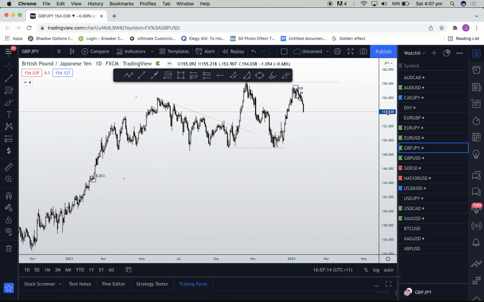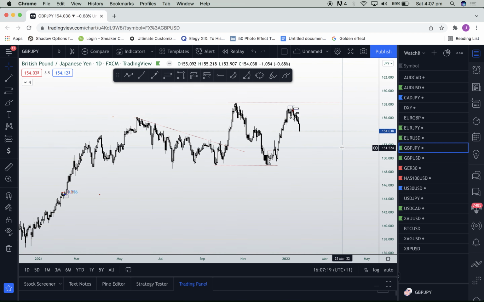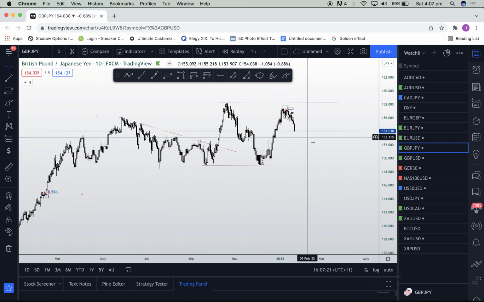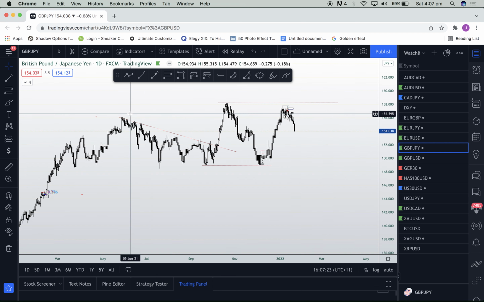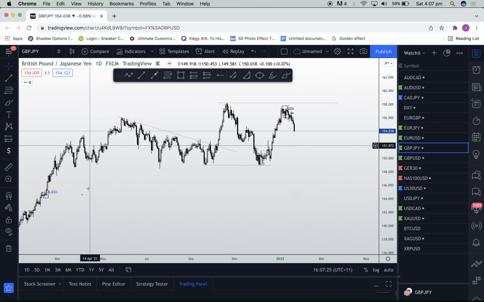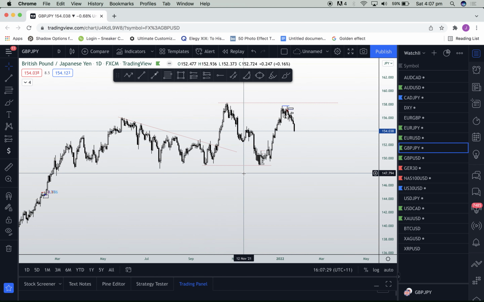Hey guys, so we're going to run over Fibonacci today. Fibonacci is a tool used in the foreign exchange markets, crypto markets, any trading markets in the financial markets that allows us to measure pullbacks and retracements.